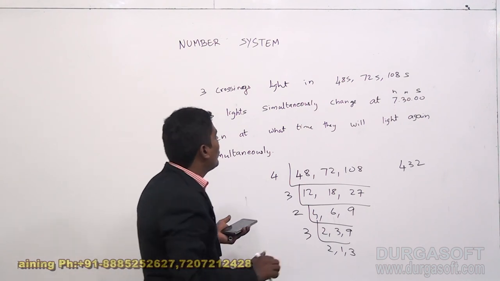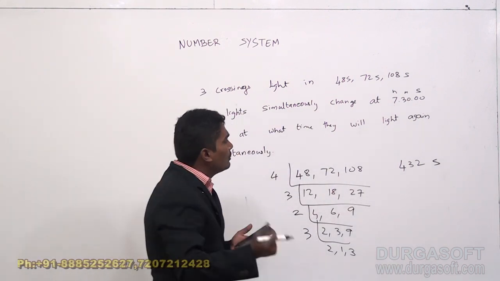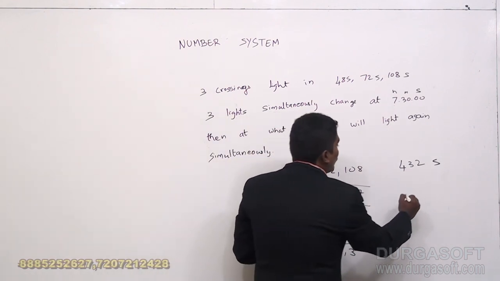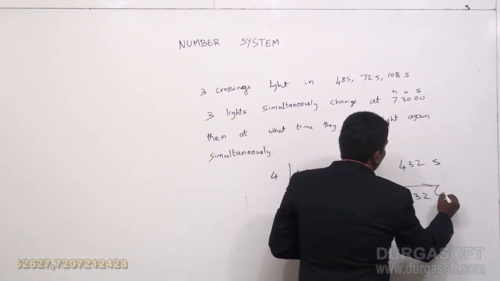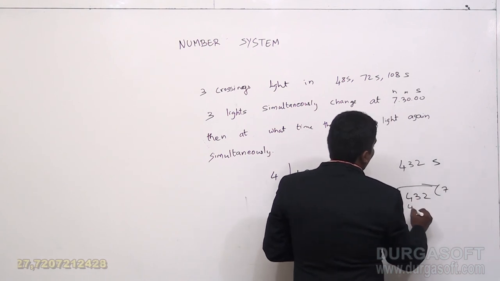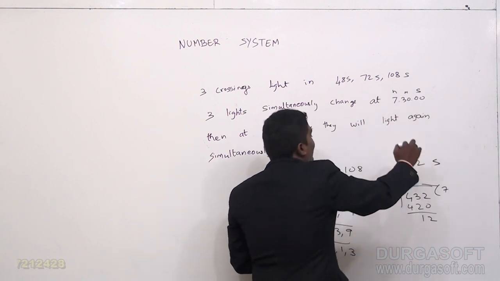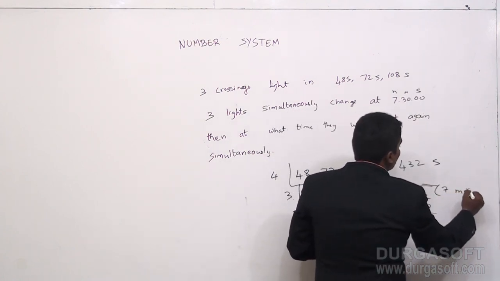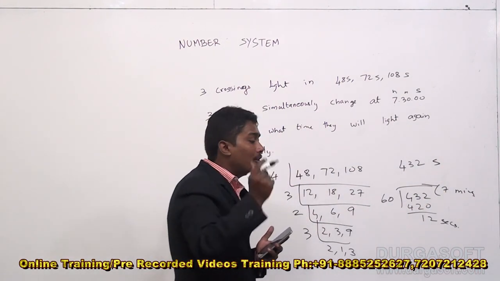So all these will light together after 432 seconds. I have to write it in minutes and seconds, so I'll divide 432 by 60. 7 times 60 is 420, remaining is 12, which means after 7:30 it will take 7 minutes and 12 seconds. So 7 minutes and 12 seconds after 7:30, they light again together.